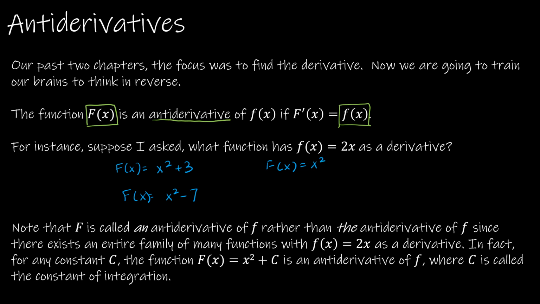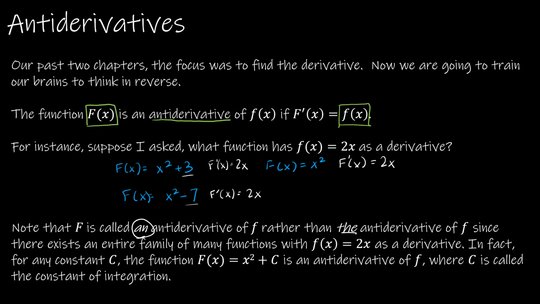Now, if I took the derivative of each of these, F prime of x would be 2x, because again, the derivative of 7 is 0, the derivative of 3 is 0, and here F prime of x would be equal to 2x. So we can see that each of these functions would be correct if I asked for the antiderivative. That is why we call F an antiderivative rather than the antiderivative, because each of these examples is an antiderivative.